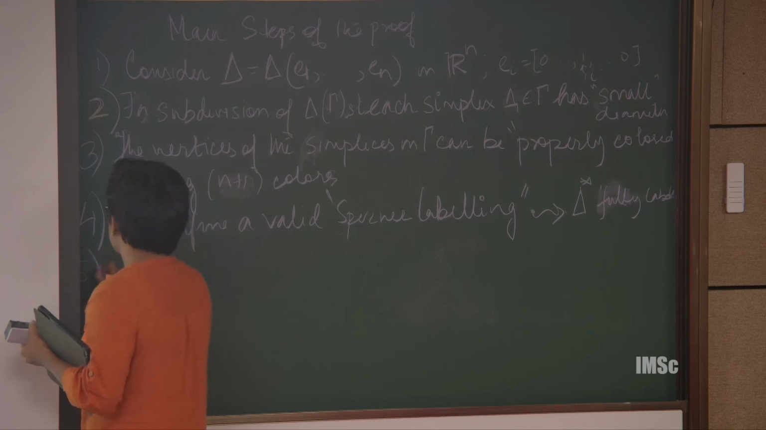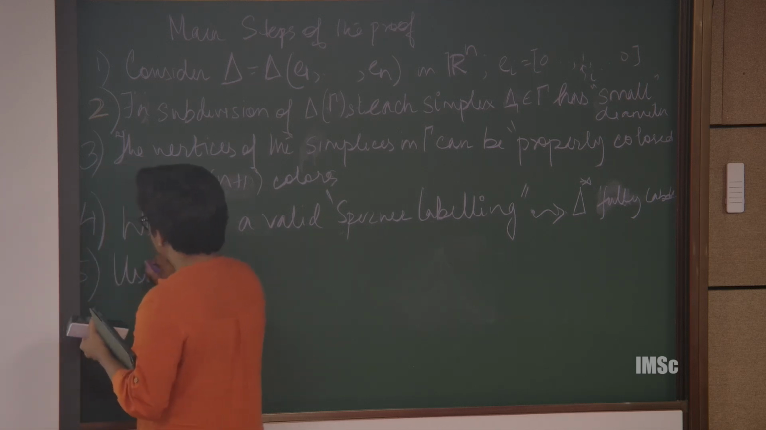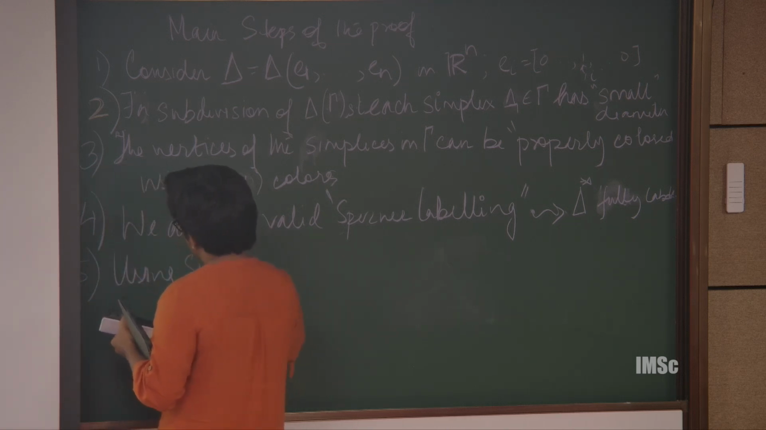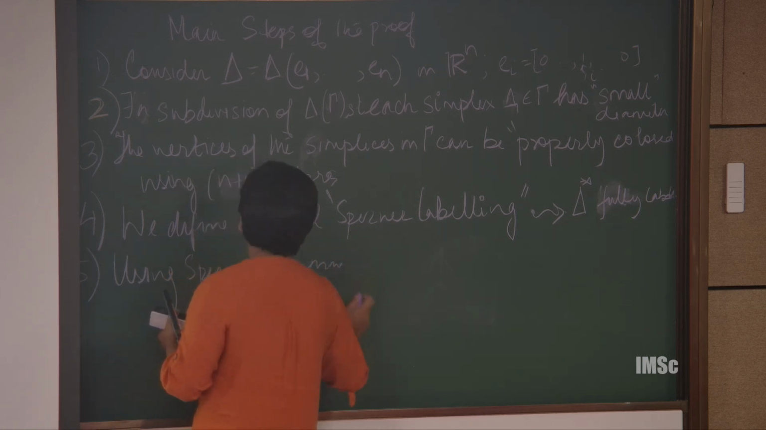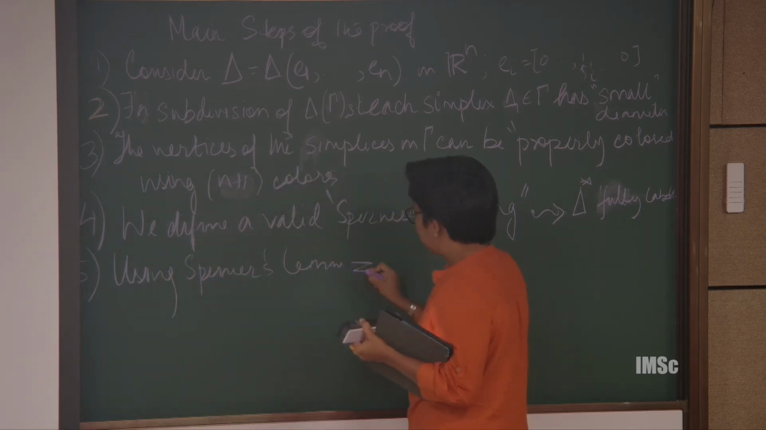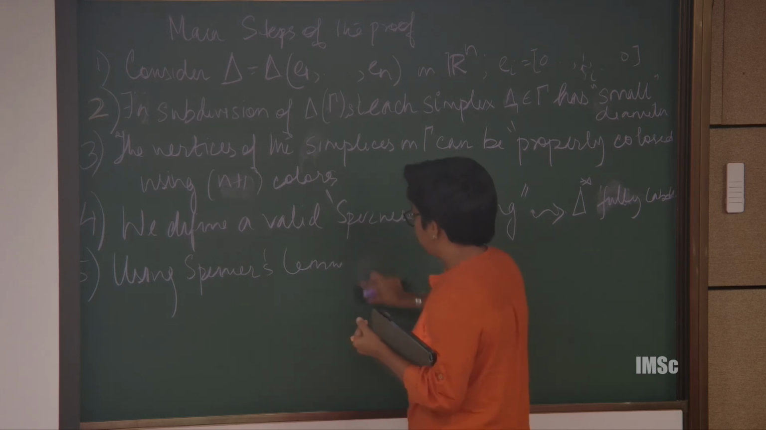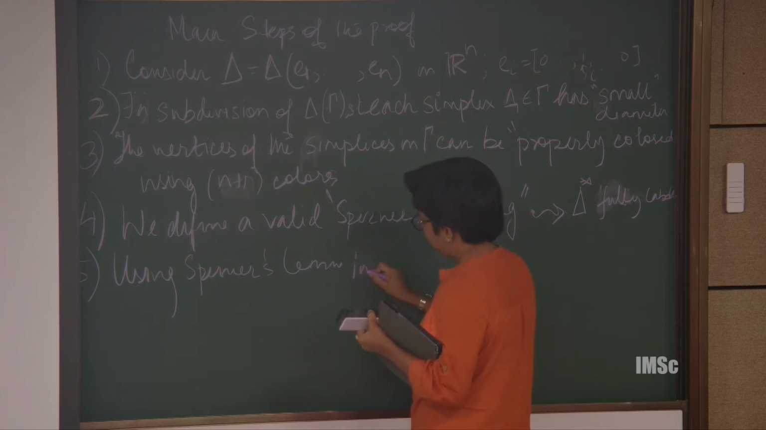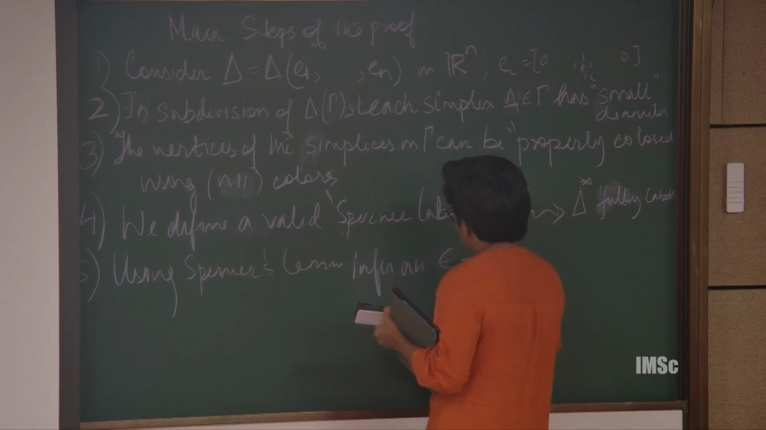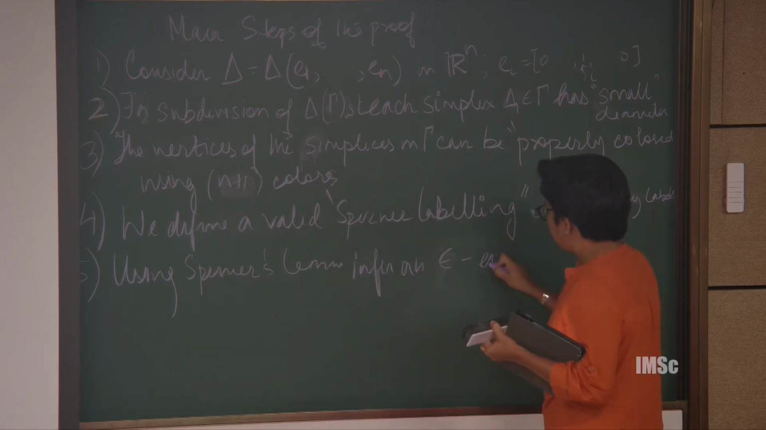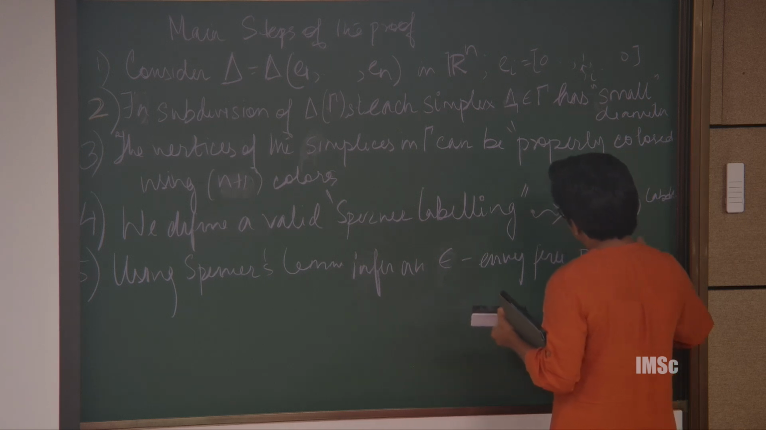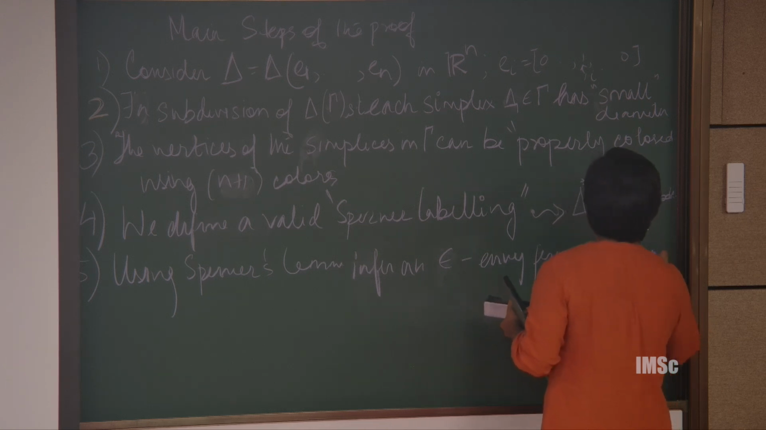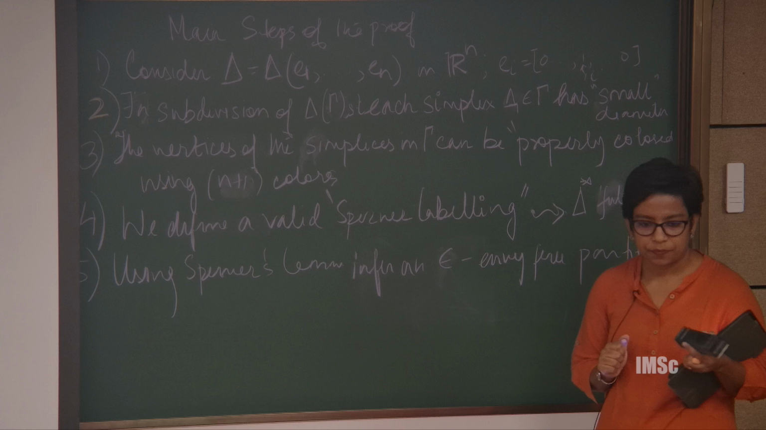Now, using Sperner's lemma, we will infer an epsilon NB free partition for any given epsilon. Okay. These are the steps that we will take.